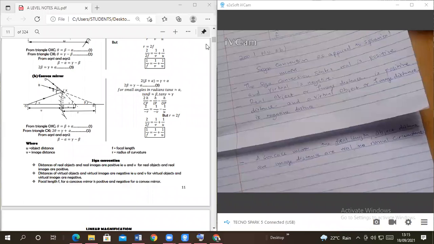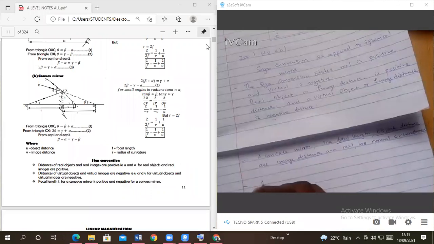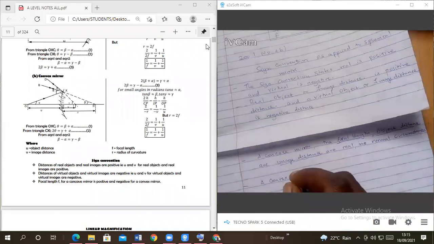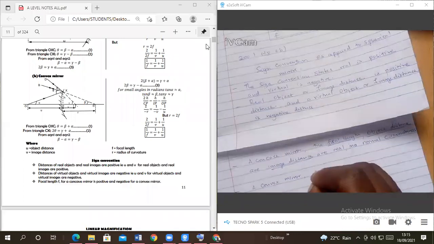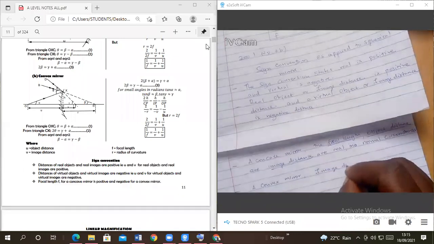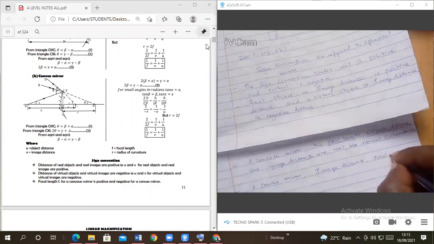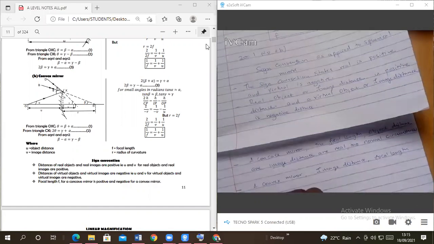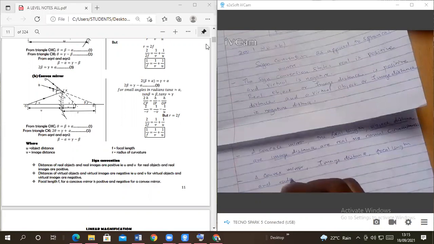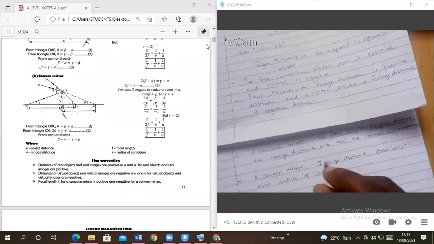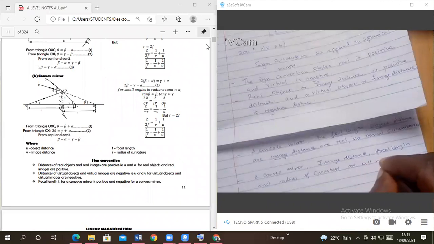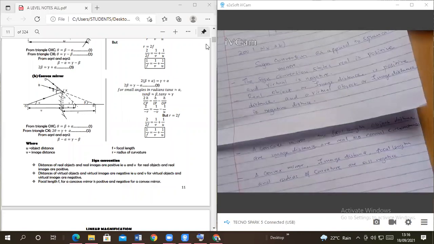Then how about the convex mirror? For a convex mirror, the image distance, the focal length, and the radius of curvature are all negative. This one we don't have to say under normal circumstances, I should know that they are all negative.